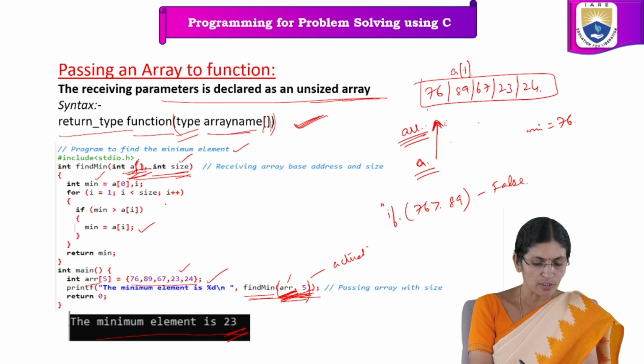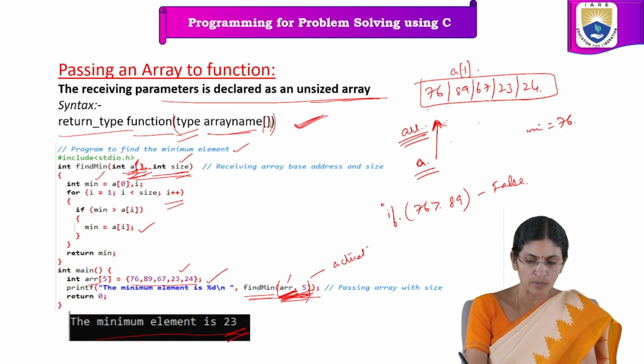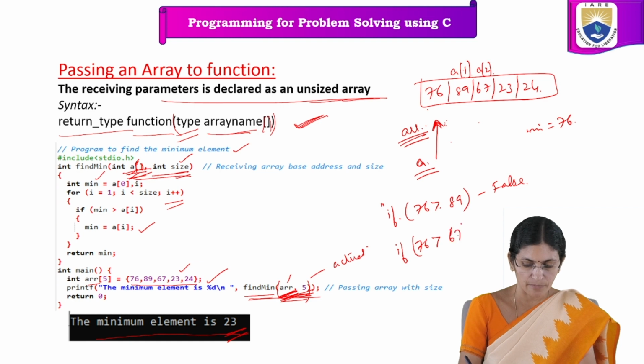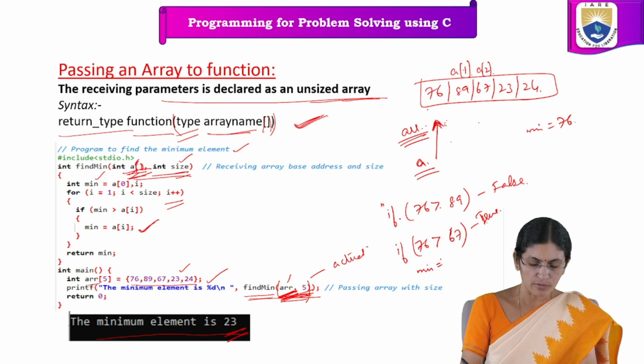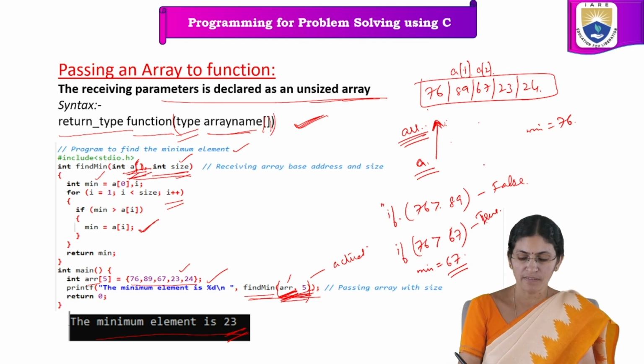Again, the I value will be incremented by 1. Now I is equal to 2, so A of 2 will be compared now. Now min is equal to 76. Is 76 greater than 67? Yes, 76 is greater than 67. So this is true. Therefore, now the min variable is assigned the value A of I. That means 67. Now the value in the min variable is 67.